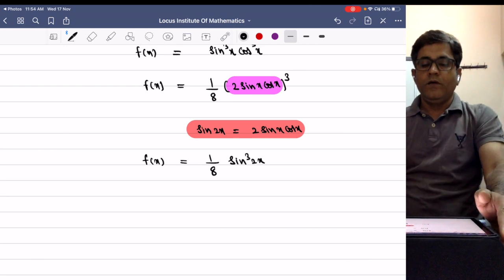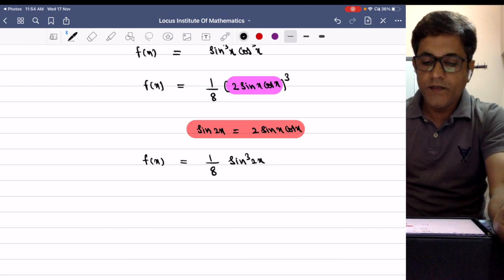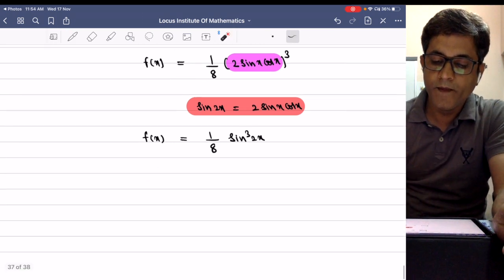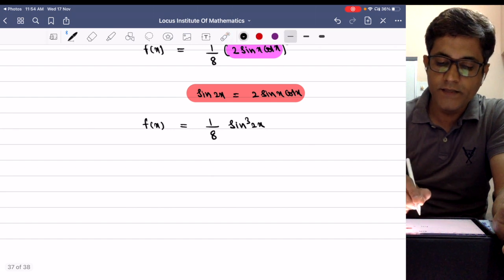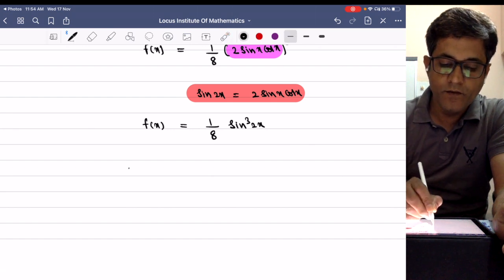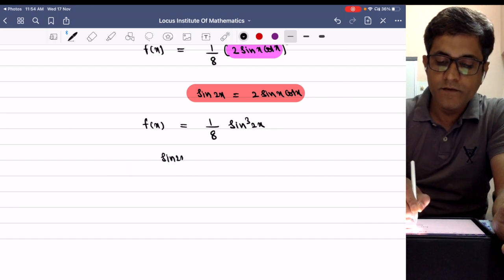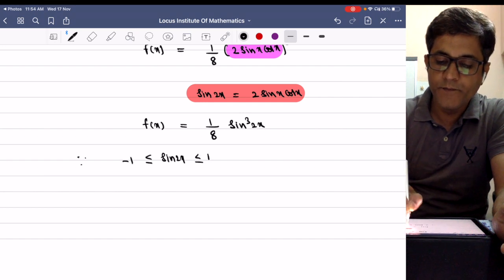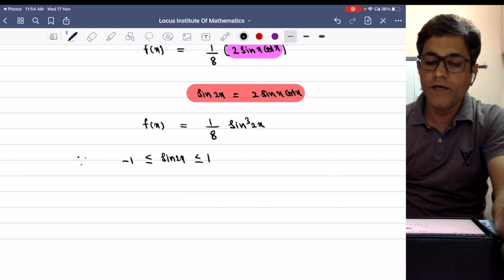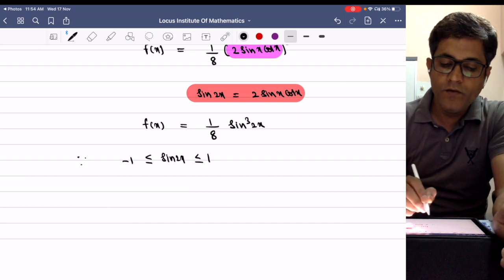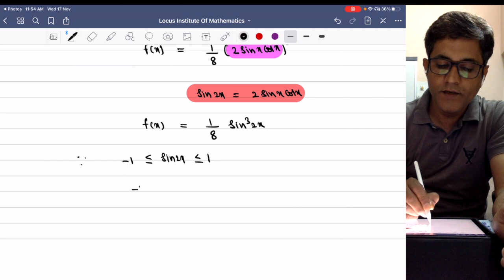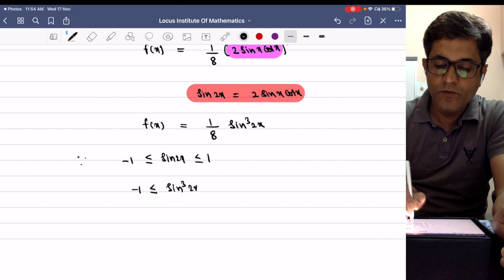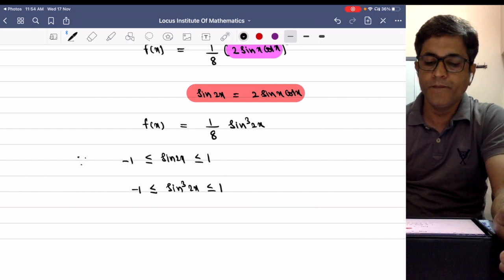Now to find the range of this f of x, first you take sin 2x. As we know, sin 2x lies between -1 and 1. Now if we cube on both sides, sin cube 2x also lies between -1 and 1.